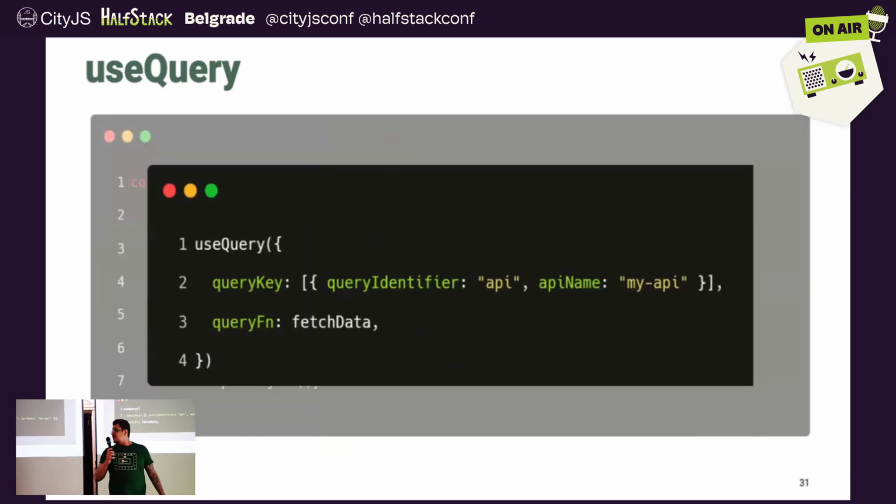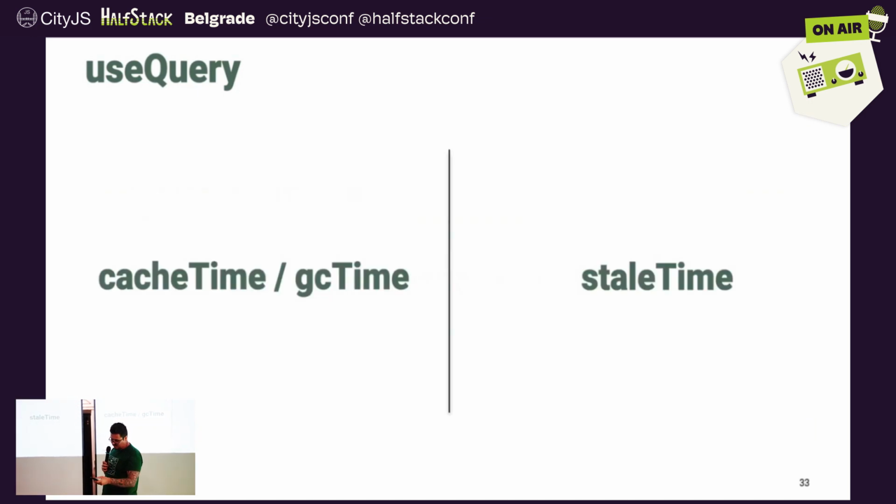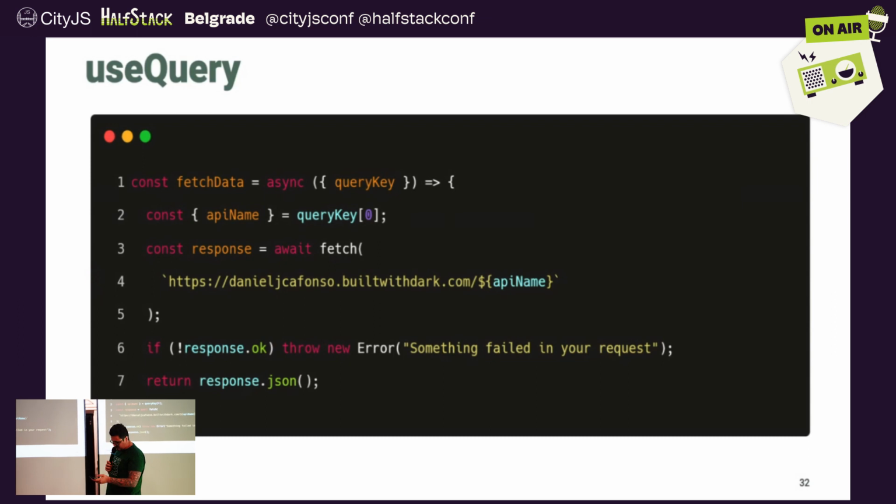The next part is why I like to put even more emphasis on the query key aspect. Here we have a query key where the first element of the array is an object with the properties query identifier and API name. The reason why I like to have this pattern is because your query keys can be injected in your query function. So what does this mean? It means that your query function, in the first element, and let me put the laser so people at home can see it, here we have our query key.